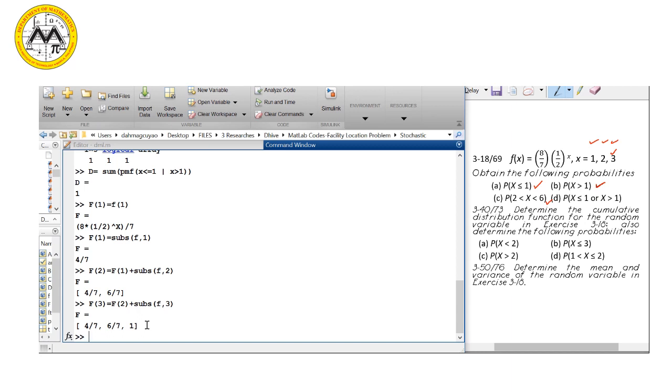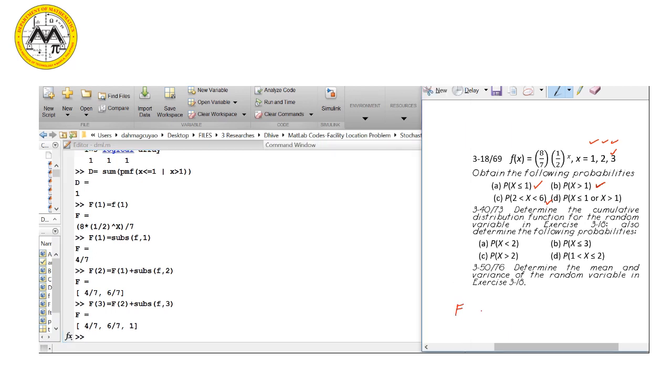So, what is the probability of x less than 2? So, we can now write f of x. So, f of x is equal to 0 when x is less than 1. It would be 4 over 7 when x is greater than or equal to 1 but less than 2. It would be 6 over 7 when x is greater than or equal to 2 but less than 3. And it is 1 when x is greater than or equal to 3.